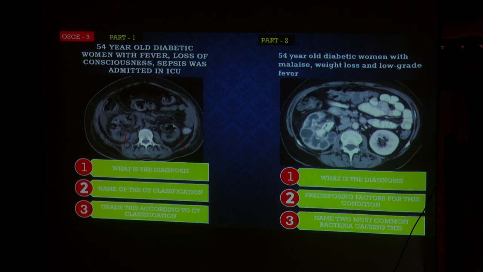Coming to the second part of this question, another diabetic woman with a similar history, with weight loss, malaise and low grade fever. A CT image is given. What is the diagnosis in this condition? Yeah, this is xanthogranulomatous pyelonephritis.